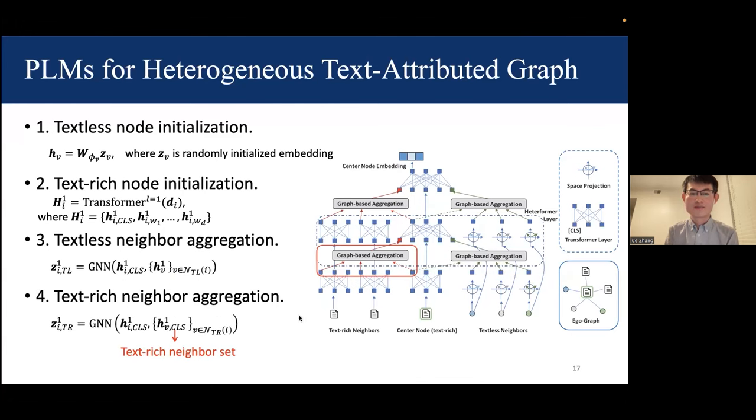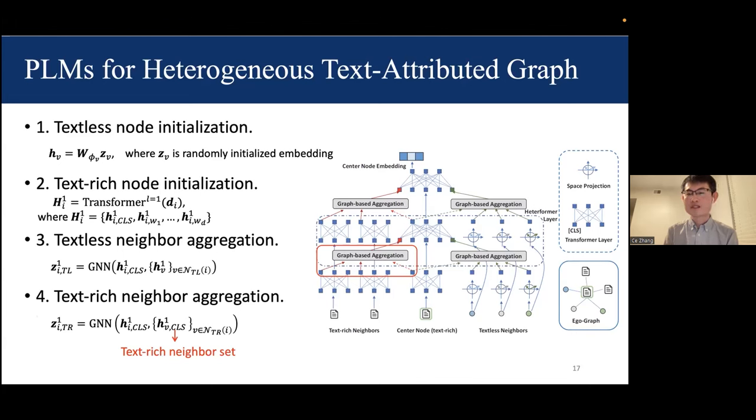Also, we have text-rich neighbor aggregation. We can see the red box on the right-hand side. We input the embeddings of text-rich neighbors and the central node. Similarly, we also use a graph neural network. The input has two parts. The first one is the document I embedding. The second one is the text-rich neighbor set. As the output, we obtain a new embedding Z.